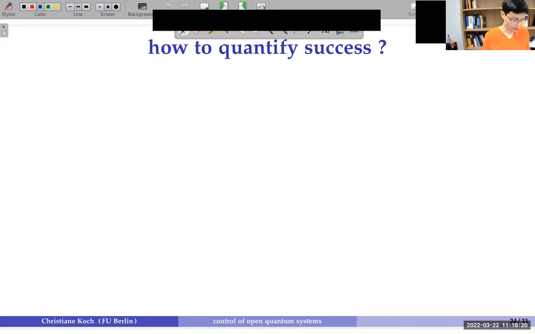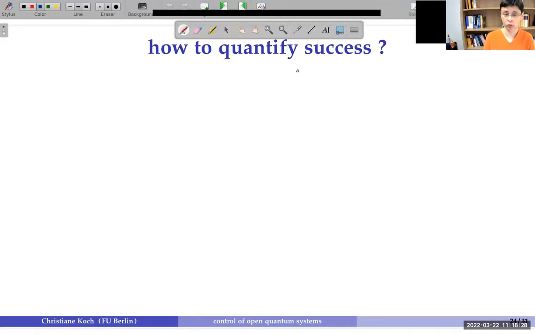So the key question for optimal control, and I want to come back to this now, is, how do we quantify success? I introduced before the optimization functional, and I had called it J_T. And one option was to say, I take the real part of the propagated initial state and I match it with my target state. Right, so that was true for coherent dynamics.